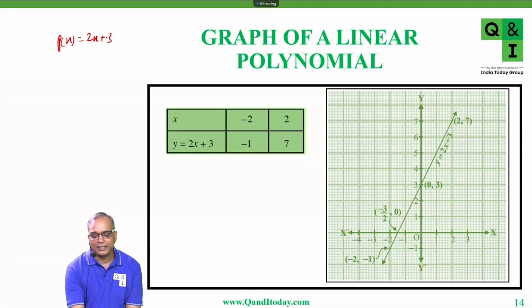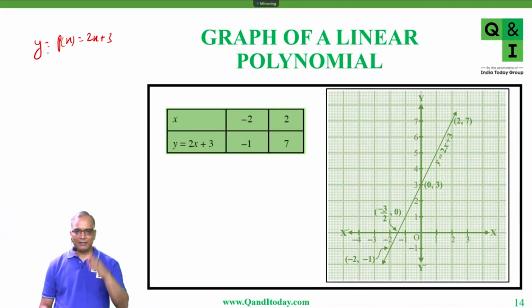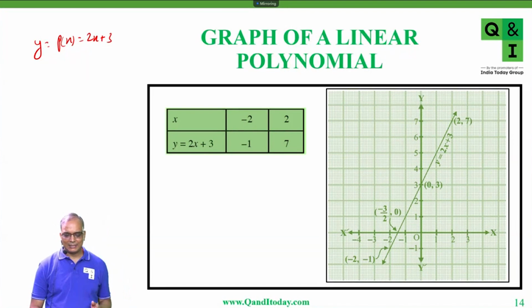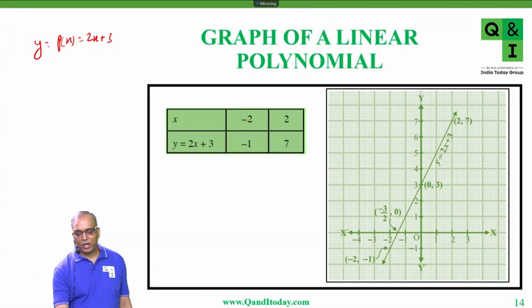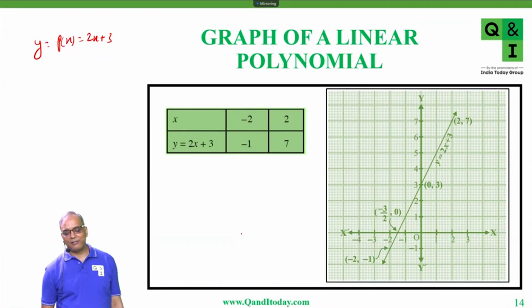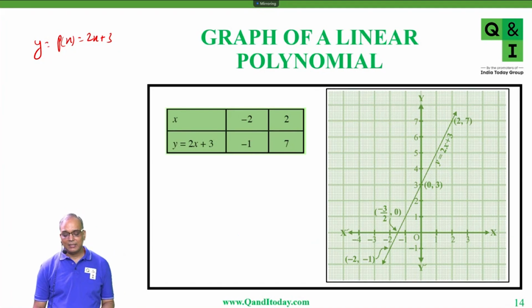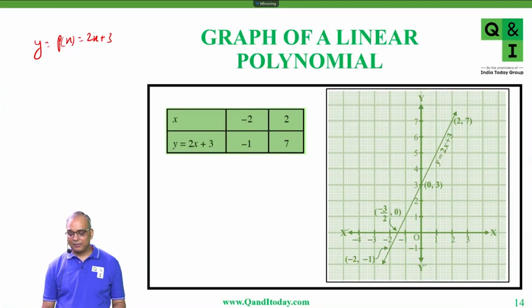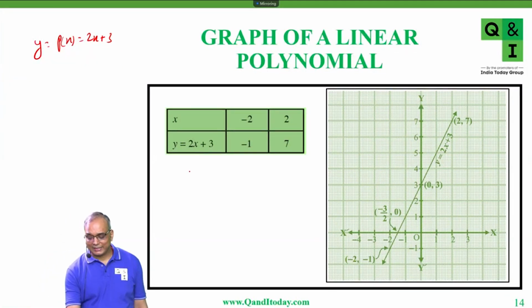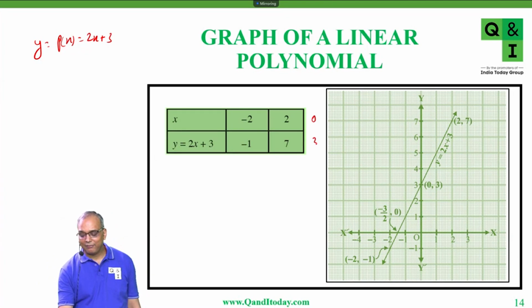What we do, we take the value of the polynomial on y-axis and the value of the variable on x-axis. So y is p(x), which is 2x plus 3. Now we plot at different values of x, different values of y. So x is equal to minus 2, y will be minus 1. x is equal to 2, y will be 7. And you can have different values. Let's say at x is equal to 0, you will have y equal to 3.